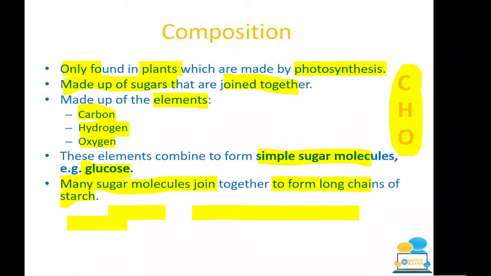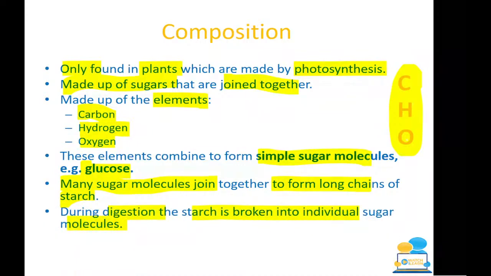So when many sugar molecules join together, they form long chains of starch. So in the next slide, I have a visual representation of this. So during digestion, this starch is then broken down into individual sugar molecules.